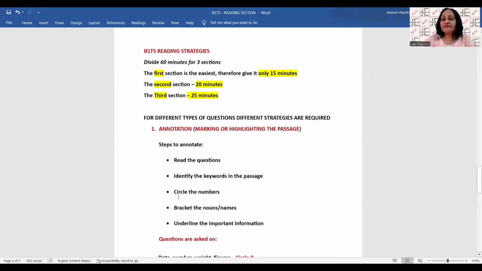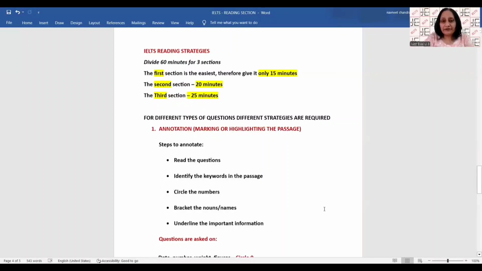So, what do you need to do? If there are numbers, just put a circle around the numbers. The numbers can be in digits or in words. Like if it's number 6, it can be written as 6 as a number or SIX in words. So just put a circle around those. Bracket the nouns or names. Important names should be put in brackets. And underline the important information. Whatever information you find important, just underline it.